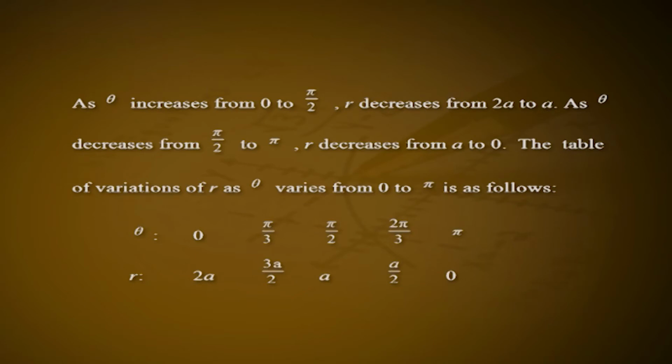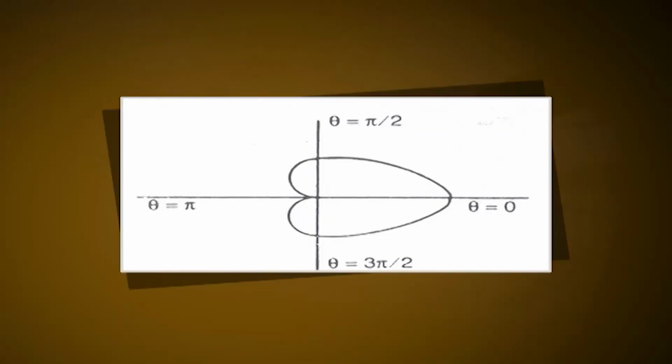Values of r: 2a, 3a by 2, a, a by 2, 0. Since the curve is symmetrical about the initial line, the complete graph is as shown in figure 6.